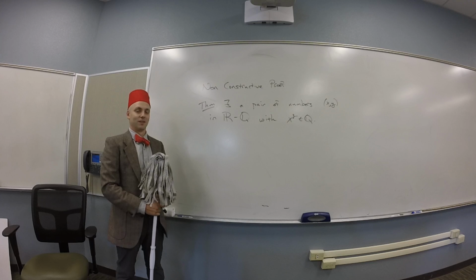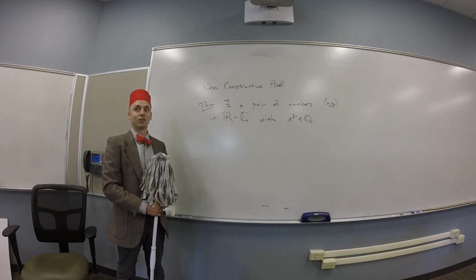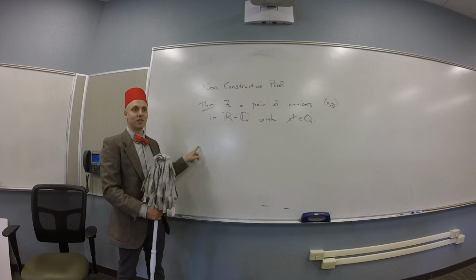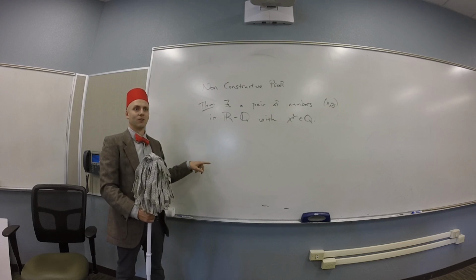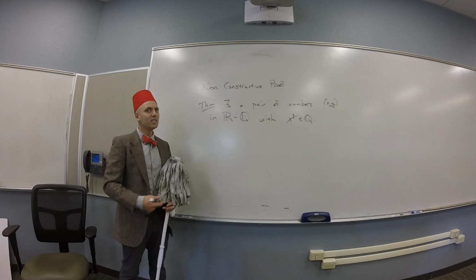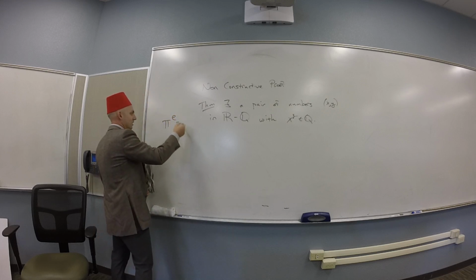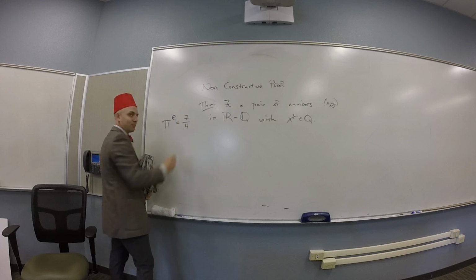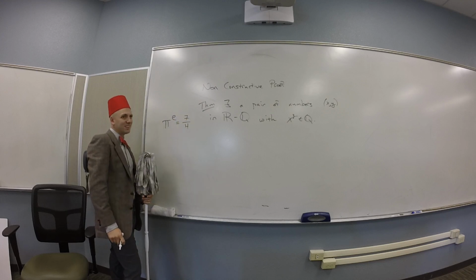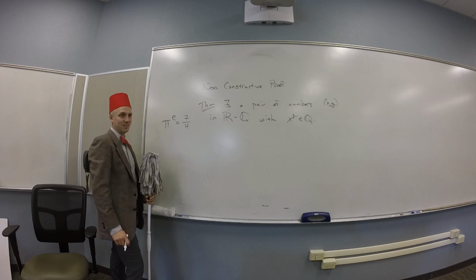You're saying that there exist two irrational numbers, and when you put one to the other, it's rational again. That would be something like maybe pi to the e is 7/4 or something. That should feel a little odd, right? You see what's kind of strange there?